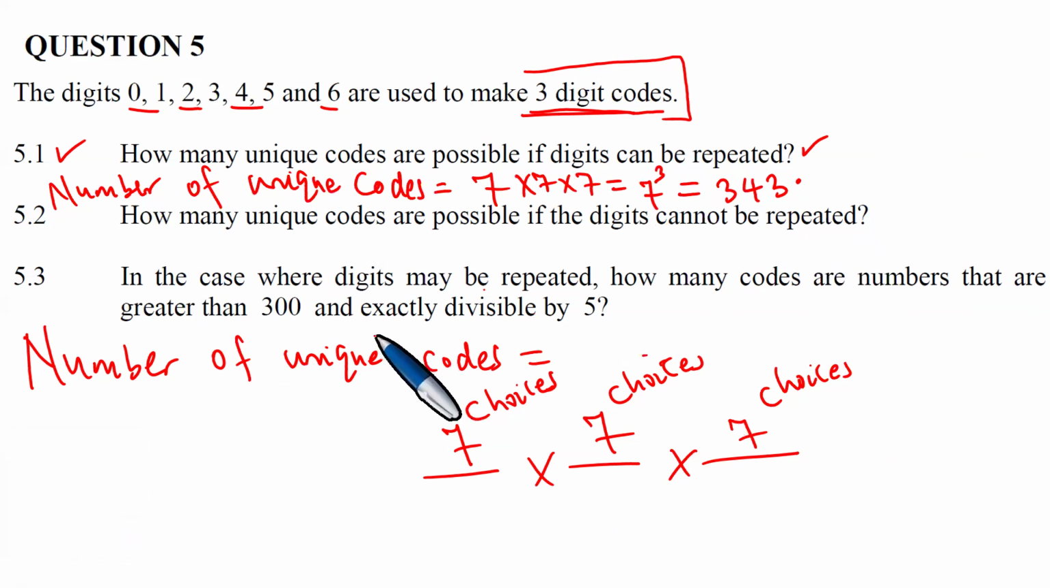So what do you write in the exam? You can just write the number of unique codes. Then you write 7 by 7 by 7, which is 7 cubed. And 7 cubed is 343. Any question? No, sir. No question. We move forward.